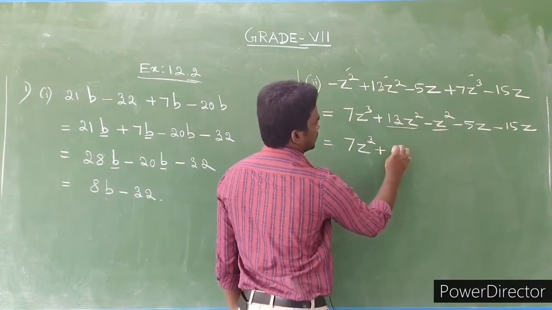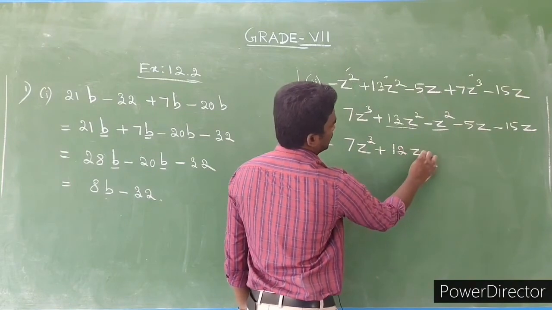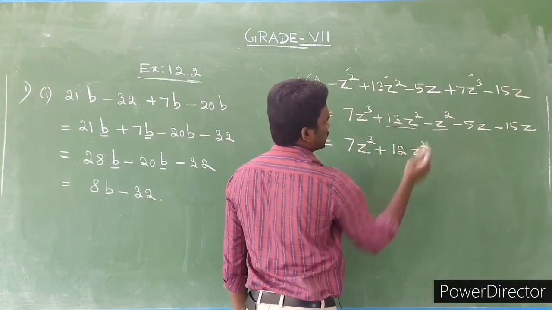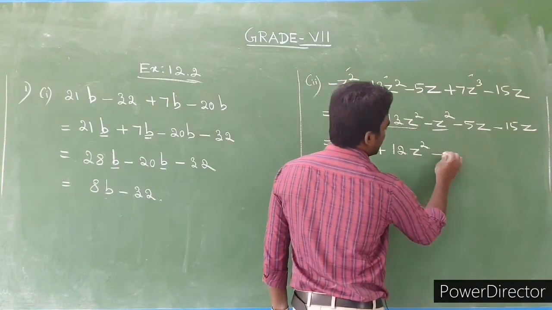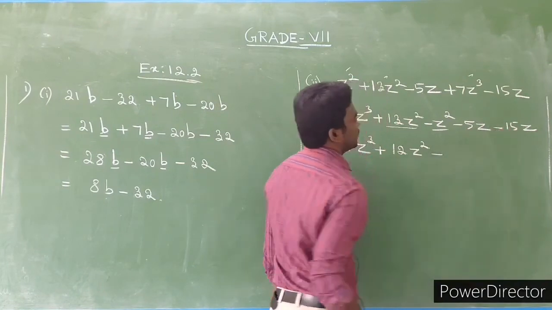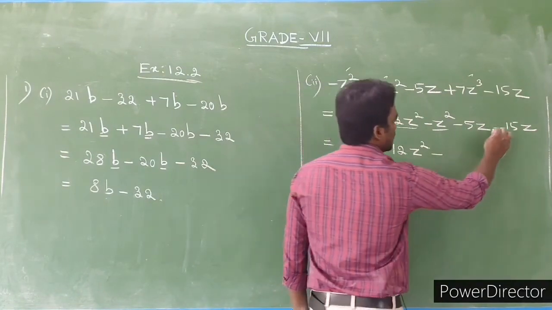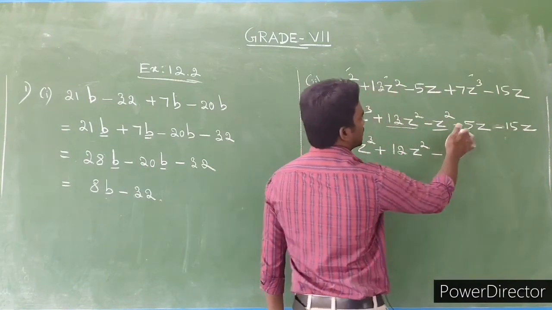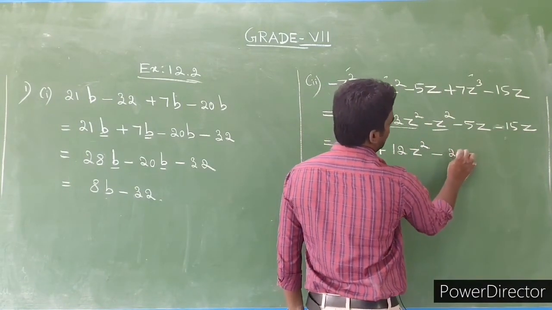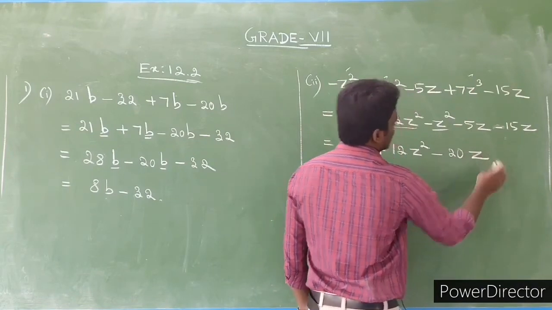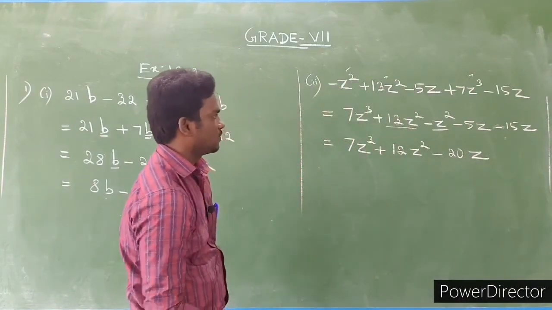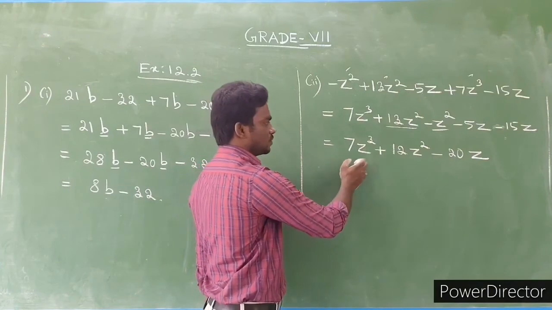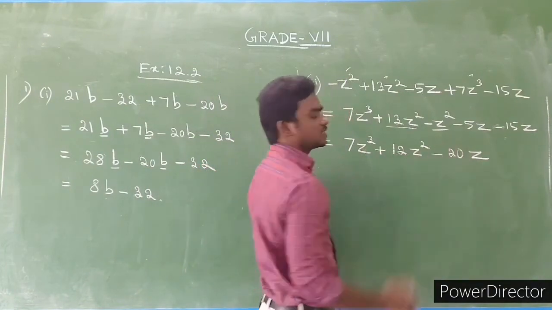13 minus 1, what is that? 12z square. 13 minus 1 is 12z square. Minus 5z and minus 15z have the same sign, so same sign means we have to add these two numbers. Minus 5 minus 15, the value is minus 20z. So the simplified form of this expression is 7z cube plus 12z square minus 20z.